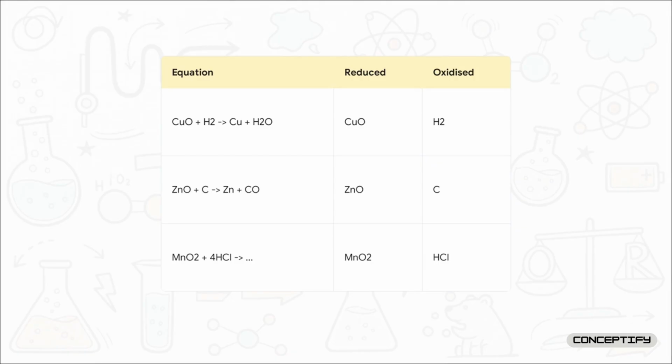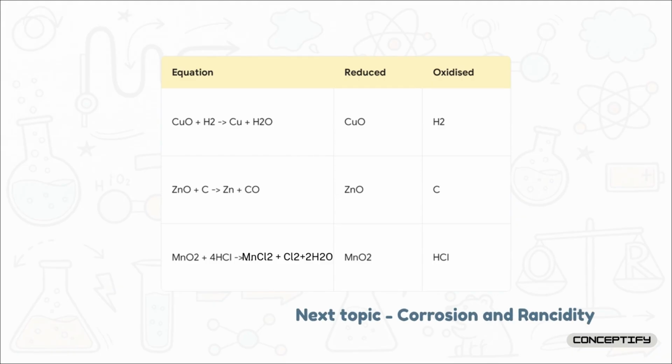Now consider a slightly more complex example. Manganese dioxide reacting with hydrochloric acid. The manganese dioxide is reduced to manganese chloride, so it's losing its oxygen. Meanwhile, the hydrochloric acid is actually oxidized. How? Well, remember our definition. It loses its hydrogen to become chlorine gas. In every single instance, you have this perfect synchronized dance of reduction and oxidation happening in real time.